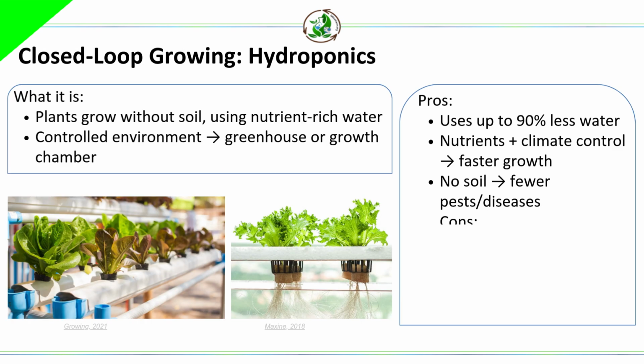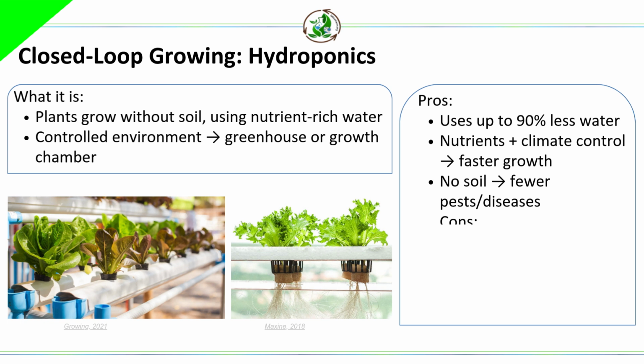Next, let's talk about closed-loop growing systems, specifically hydroponics. Hydroponics is a method where plants grow without soil, using nutrient-rich water instead. These systems are usually in a controlled environment, like a greenhouse or growth chamber, which allows precise control over conditions like light, temperature, and humidity.